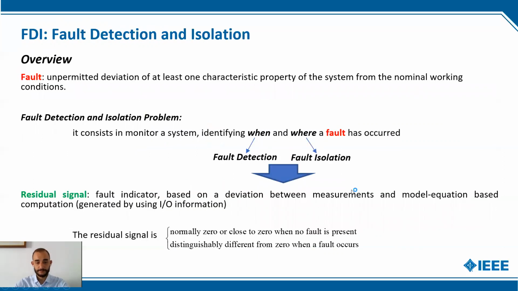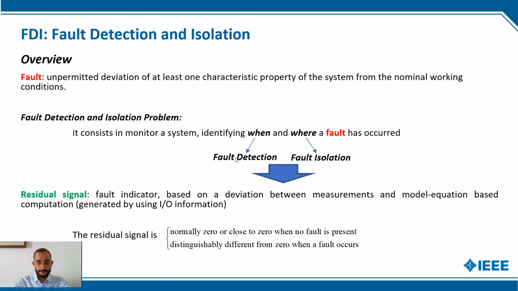But what is the fault detection and isolation problem? Starting from the definition of fault, it is an unpermitted deviation of at least one characteristic property of the system from the nominal condition. So the fault detection and isolation problem consists in monitoring a system, identifying when and where a fault has occurred.